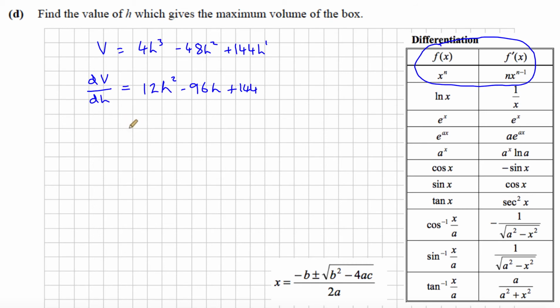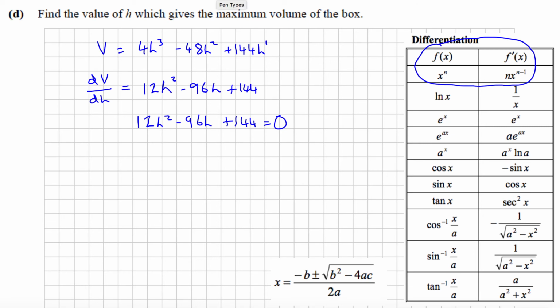And what we're going to do then is let that be equal to 0. So we can let that equal 0 to find the maximum. Let the derivative equal 0, sorry, that's 12h squared minus 96h plus 144. Let that equal to 0 and solve. Okay, so this is a quadratic equation.